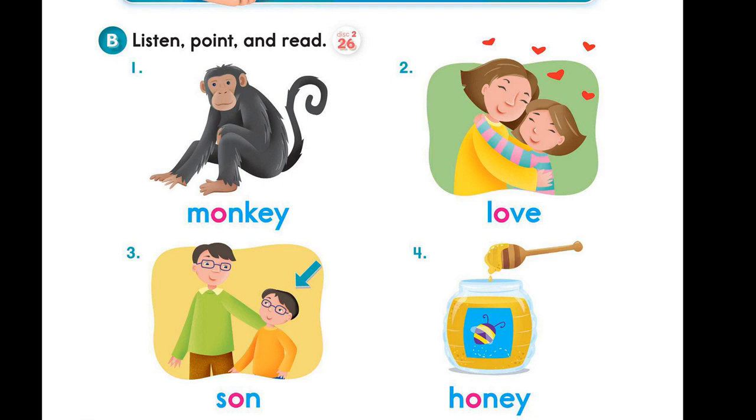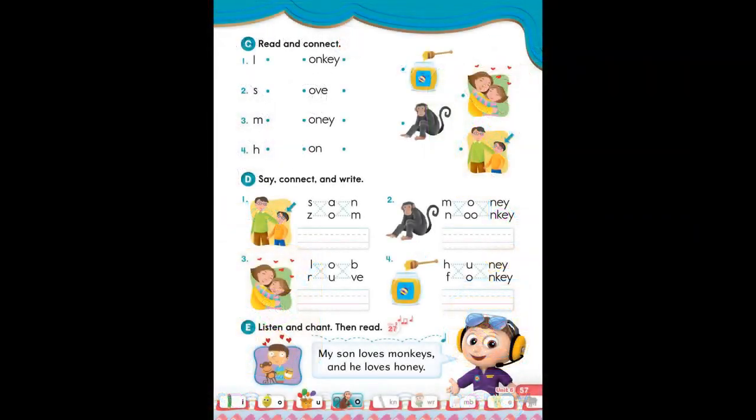Page 56. B. Listen, point, and read. 1. Monkey. 2. Love. 3. Sun. 4. Honey.